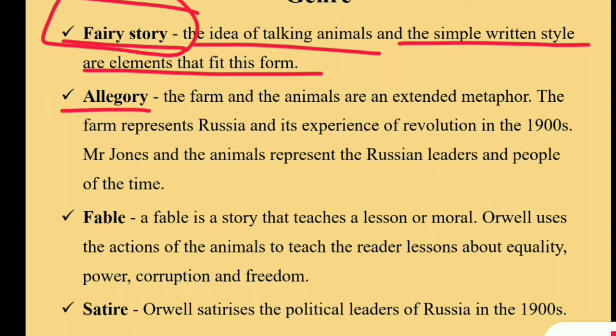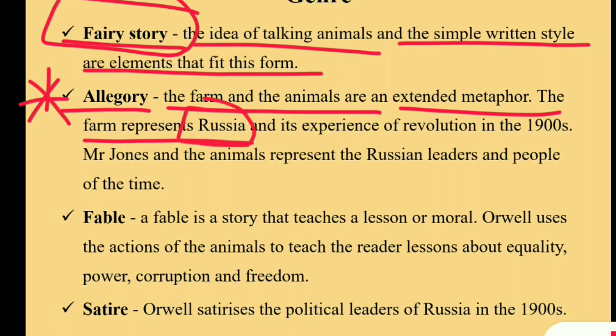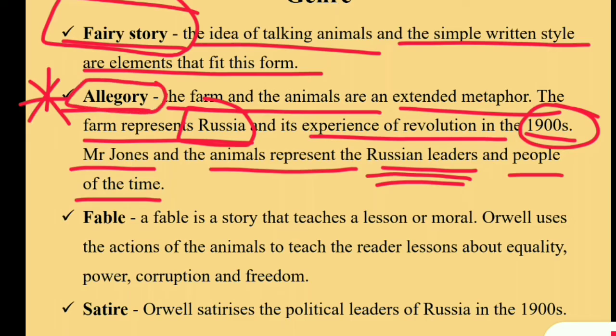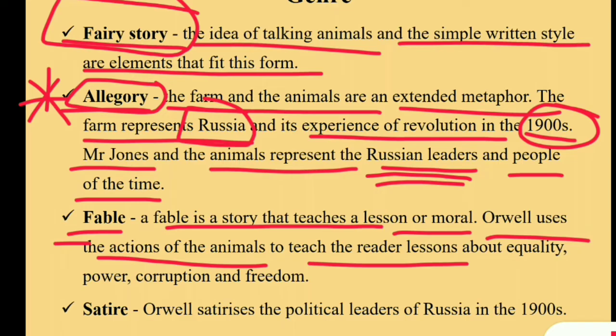Allegory. This is very important. The farm and the animals are an extended metaphor. The farm represents Russia and its experience of revolution in the 1900s. Mr. Jones and the animals represent the Russian leaders and people of the time. So it is allegory. It represents something or somebody. Clear? Now, fable. A fable is a story that teaches a lesson or moral and it has animals as characters. Orwell uses the actions of the animals to teach readers lessons about equality, power, corruption and freedom.